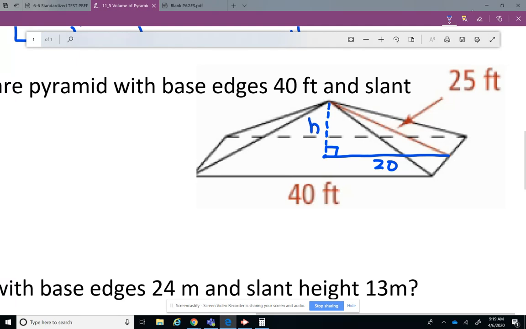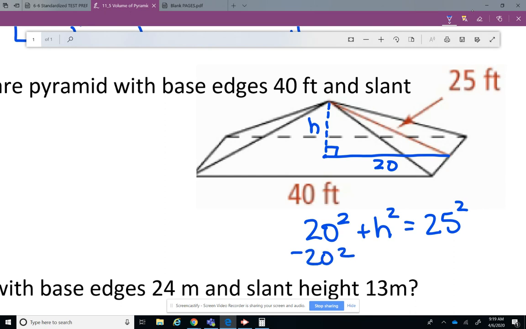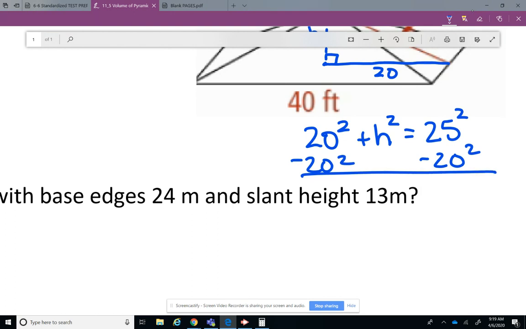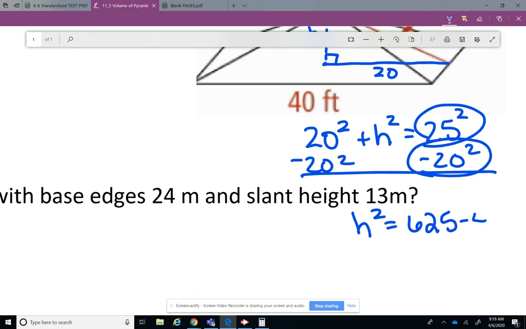So I'm going to put h for height, and we're going to do 20 squared plus h squared equals 25 squared. I'm going to subtract 20 squared from both sides. I'm doing it a little bit differently, okay? I'm going to do h squared equals. Now 25 squared is 625 and 20 squared is 400.